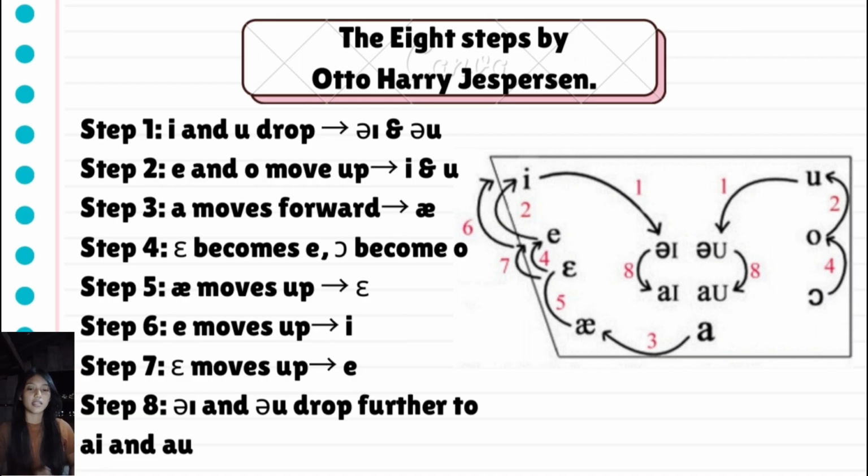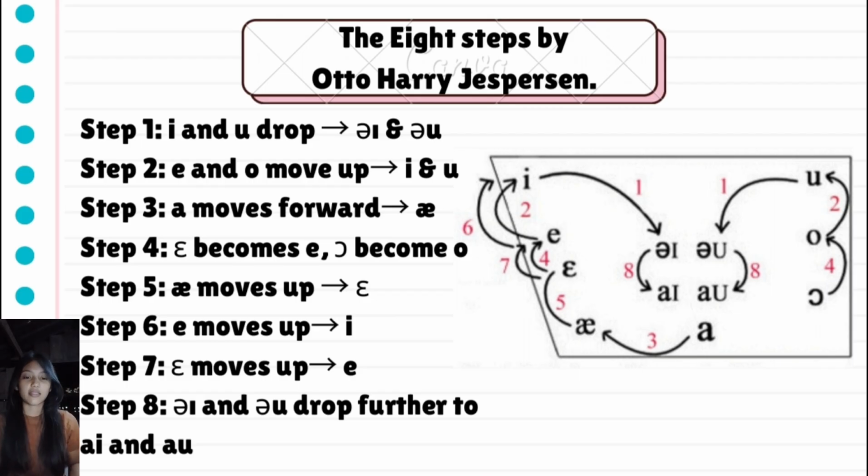Step 6. Front vowel raises again. So the vowel E from step 4 raised to E as in clean. Step 7. Lowered mid vowel raises again. So the vowel from step 5, like A in name, raised to E, like meat.